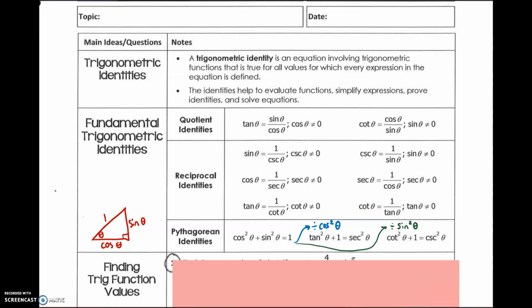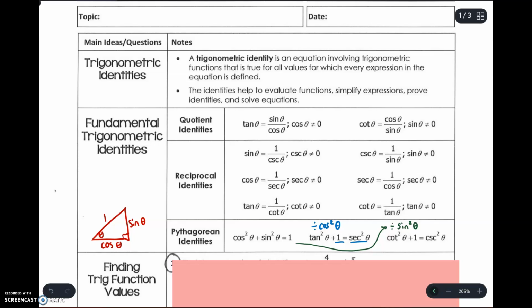We also have a couple other Pythagorean identities that really stem from that first one. If I take my original Pythagorean identity, cosine squared plus sine squared equals 1, and divide all three terms by cosine squared, cosine squared divided by cosine squared gives us 1, sine squared over cosine squared gives us tangent squared, as we've seen from the quotient identity from before. And if I take 1 divided by cosine squared, I get secant squared, which we've said is a reciprocal identity. So I get the rule: tangent squared plus 1 is equal to secant squared.